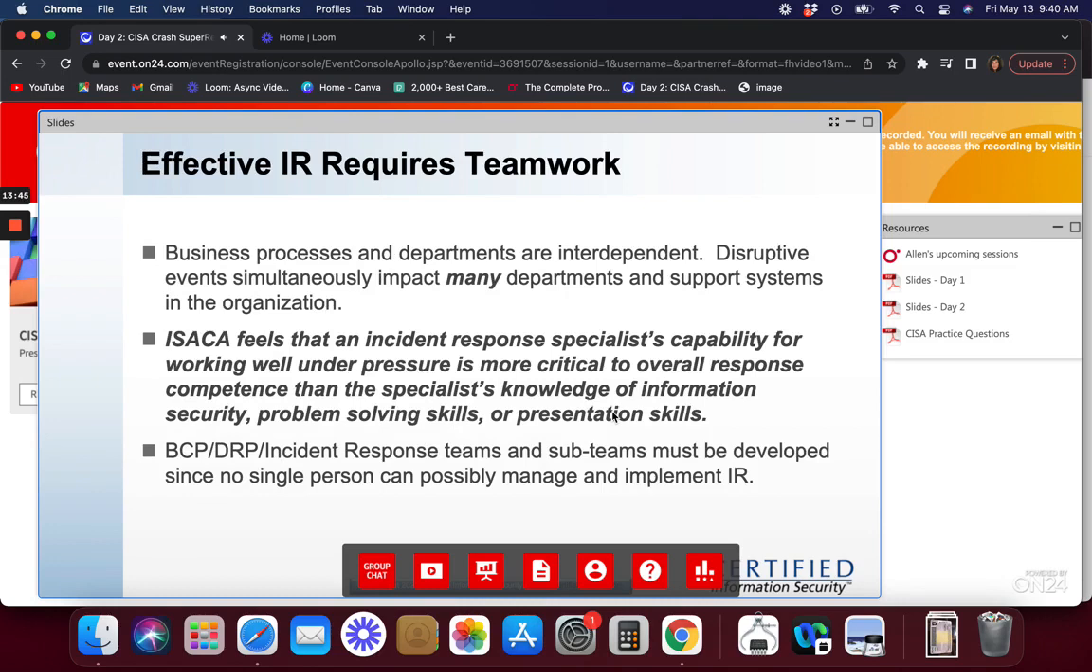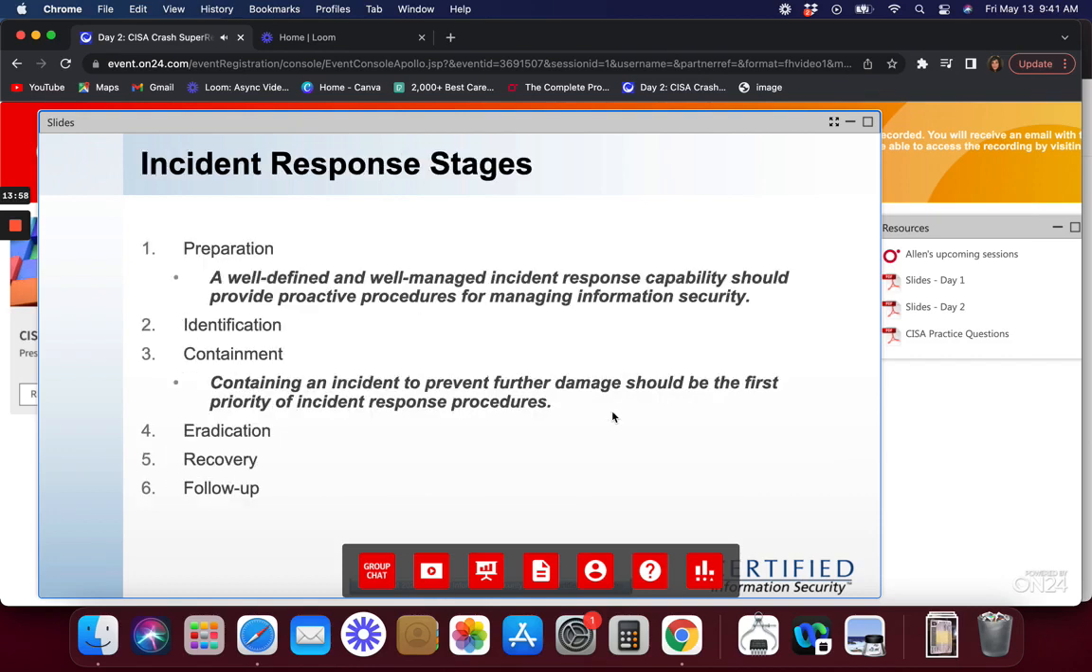Believe it or not, ISACA feels that an incident response specialist's capability for working well under pressure is actually more important than their own subject matter expertise to begin with. That's their feeling, and that's their question, and that's their exam, so that's the way you answer.